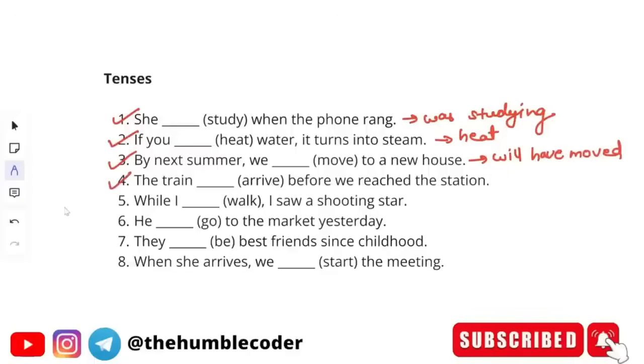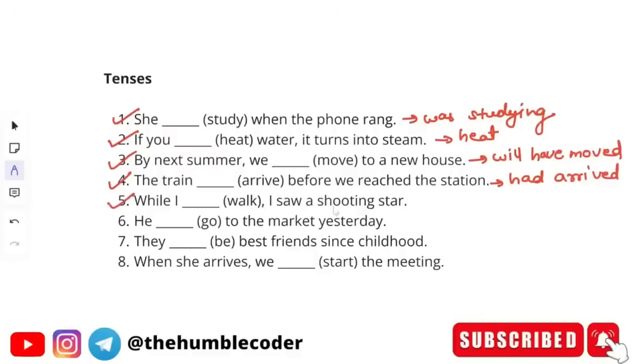Okay, let's see the next question that we have. The train arrived before we reached the station. So the correct answer will be the train had arrived before we reached the station. Okay, past tense.